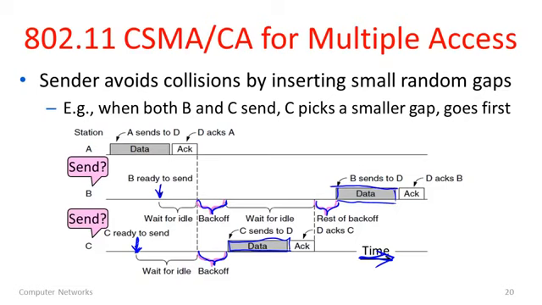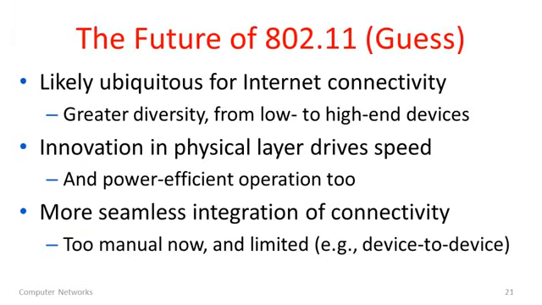And in this fashion, by inserting these small random gaps, just to sort of test and allow someone else to use the medium and see who's waiting to send, B and C, even though they both wanted to send, have ordered themselves and they both got to send their frame. These back-offs are sort of wasted time, idle time on the air. And this is the cost of using wireless. But these back-offs are small relative to the data frames in duration. So we do okay in wireless.